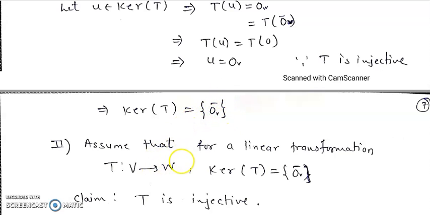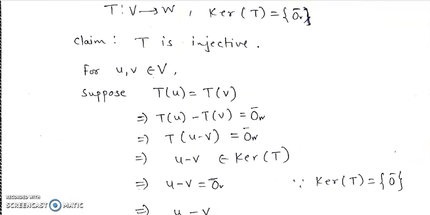Now we assume that for a linear transformation T from V to W, kernel of T equal to singleton 0 in V. Now we prove that T is injective. Now for u and v in V, suppose T of u equal to T of v. This implies T of u minus T of v equal to 0 vector in W. This implies T of u minus v is equal to 0 vector in W.